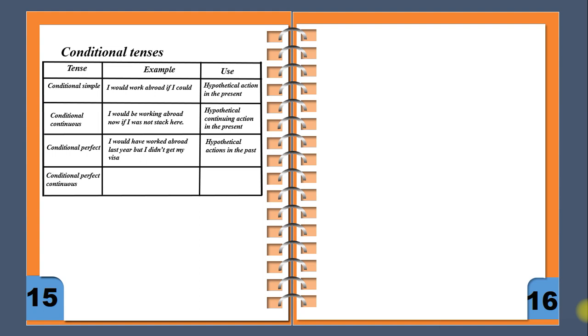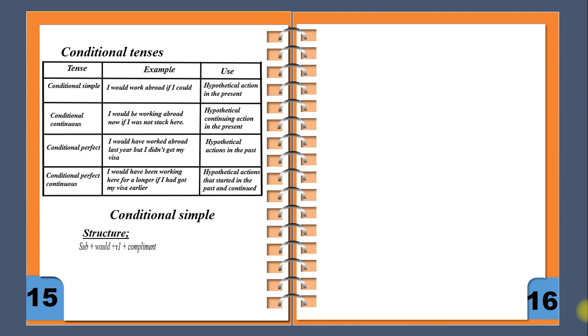And finally, conditional perfect continuous. I would have been working here for longer if I had got my visa earlier. And the use of this tense is to talk about hypothetical action that started in the past and continued. Let us look at each one by one.